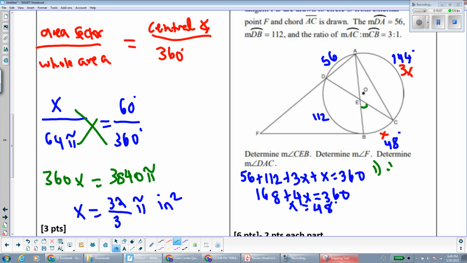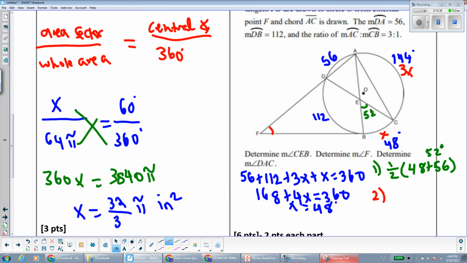So half of 48 plus 56. In my calculator, I'm going to do that. 48 plus 56 divided by 2, and I get 52 degrees. So I'm going to put that in here for CEB. That is 52 degrees. Okay, moving on to the second thing we need to find. We need to find the measure of angle F right over here.